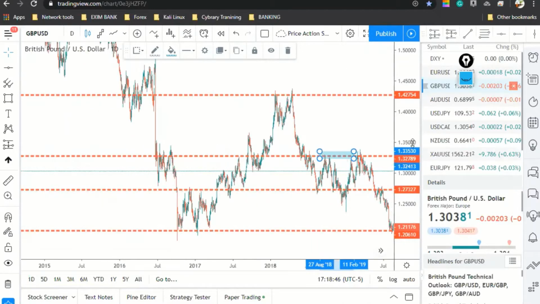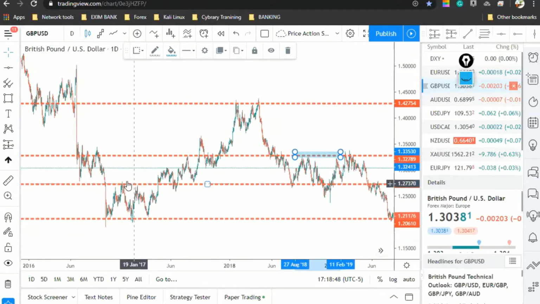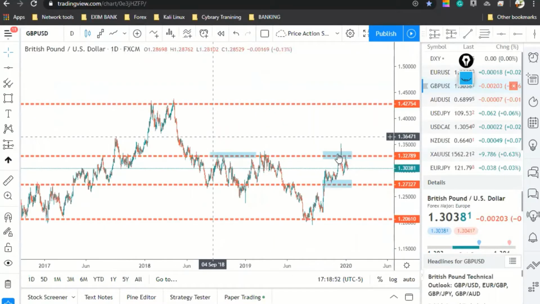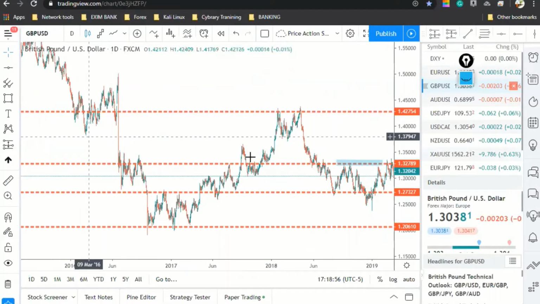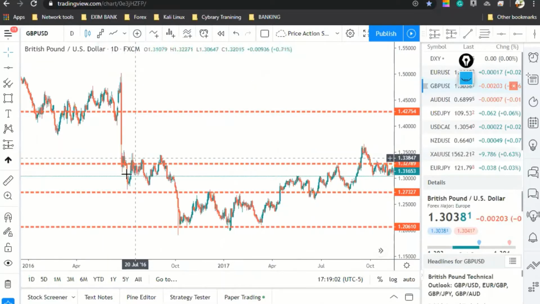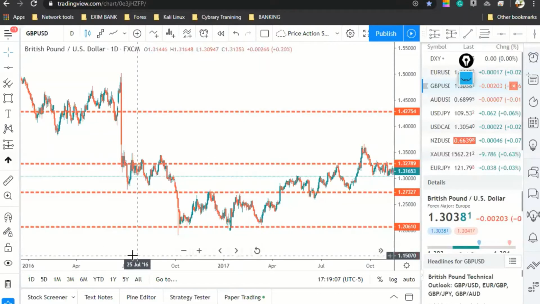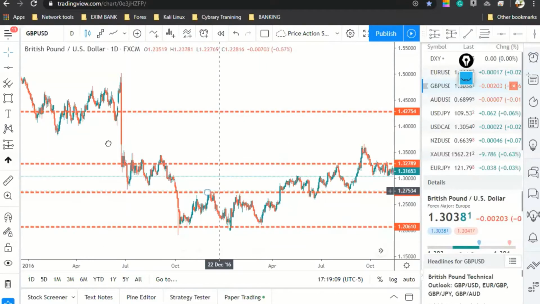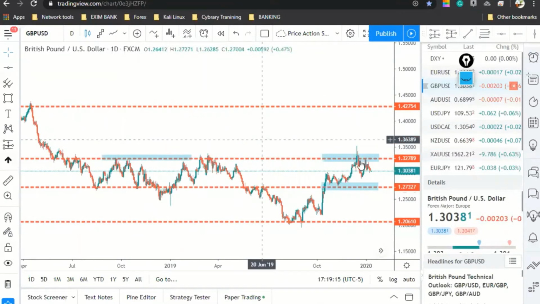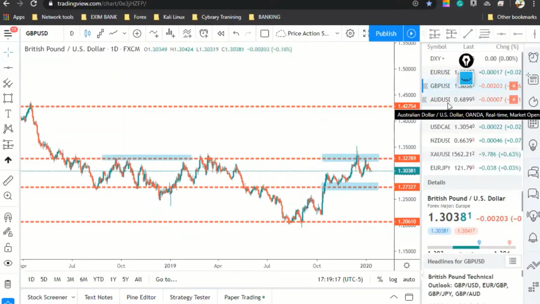Even the zones from 2017 are still relevant in 2019 and 2020. These zones are all the way from back here, 2016. It's an area of resistance, right? Resistance. This is 2016. Even till this day, it is still relevant. So you should practice how to place support and resistance, right?